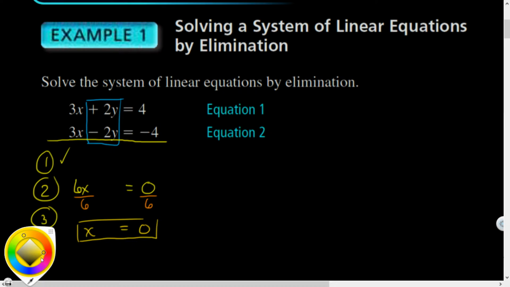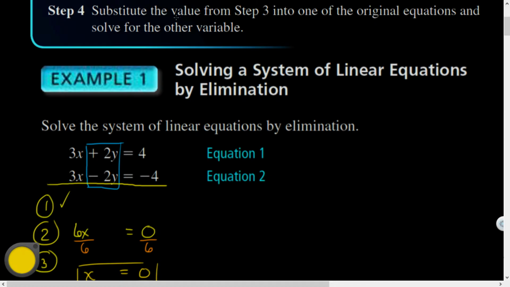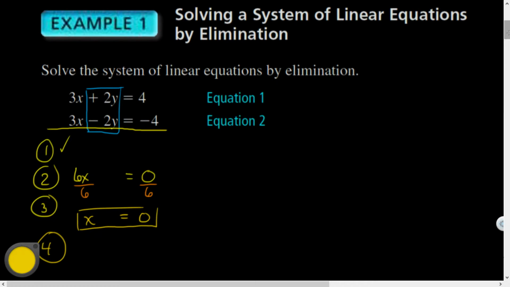Not bad. All right, so I've got half of my answer here. And for step 4, what did it tell me to do? Step 4, substitute the value from step 3 into one of the original equations, either of the original equations, and solve for the other variable. Okay, we can do that. Which equation looks easier to work with? Maybe the first one. It's got all positives. So I'm going to plug this in for this equation's x.